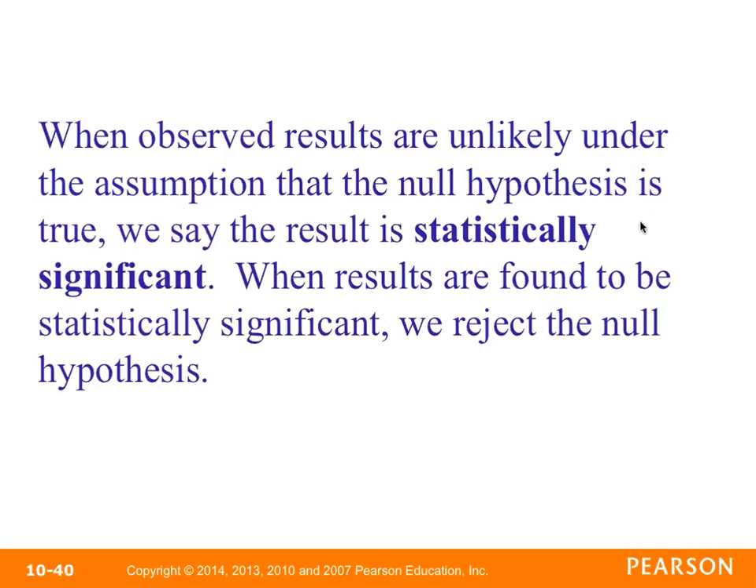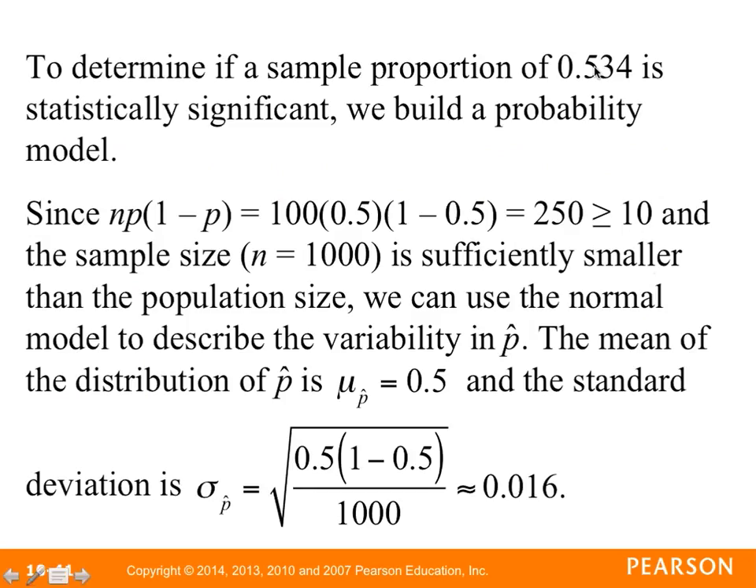So when results are found to be statistically significant, we go ahead and reject the null hypothesis. To determine if our 0.534 is actually statistically significant, we build a probability model, which is something that you're used to doing from previous chapters.